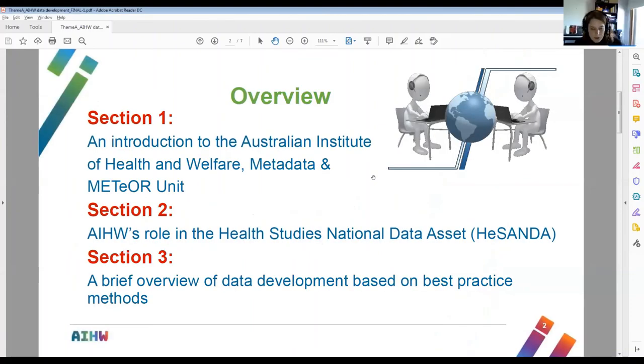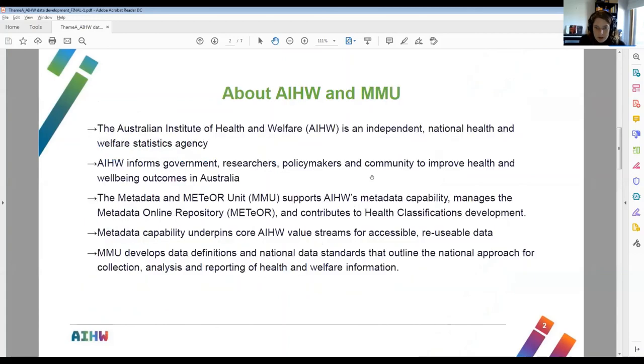So first, we'll just have a quick look at AHW and our role in HeSANDA and consider the best practice data development, which will help guide the discussions in the breakout rooms, which we'll be moving to shortly. AHW is an independent statutory authority. We're established to develop, collect and produce health and welfare related information and statistics. Our products contribute to health promotion in Australia.